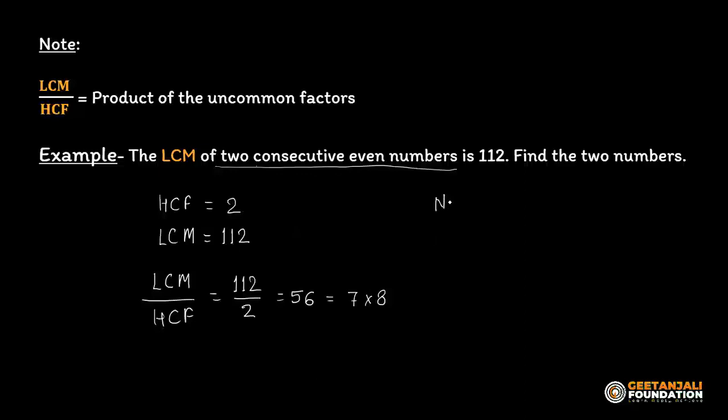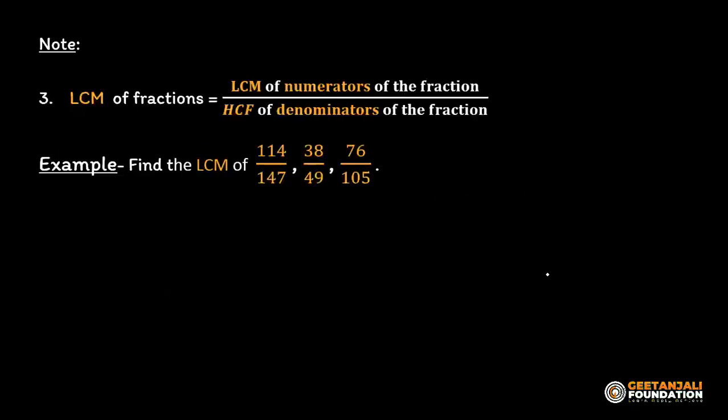Therefore the numbers will be 7 times 2 equals 14 and 8 times 2 equals 16. So you can see these are two consecutive even numbers, their HCF is 2 and their LCM is going to be 112. You can cross check your answer. For these types of tricky questions, you need to know all the properties. I have explained two properties here. Now let's move to the next one.